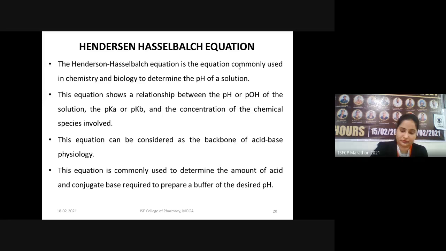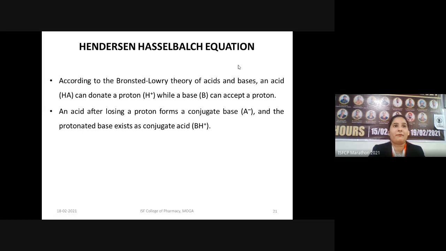So according to this theory, there are certain things which have to be kept in mind. This theory is based on the Bronsted-Lowry concept of acids and bases. What is basically the Bronsted-Lowry concept? According to Bronsted-Lowry theory, an acid is any species which is capable of donating a proton, while a base is a substance which is capable of accepting a proton. So the Arrhenius theory and the Bronsted-Lowry theory are different theories. They should not be confused.